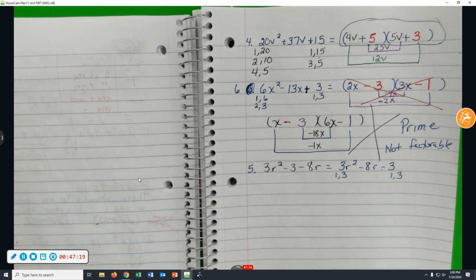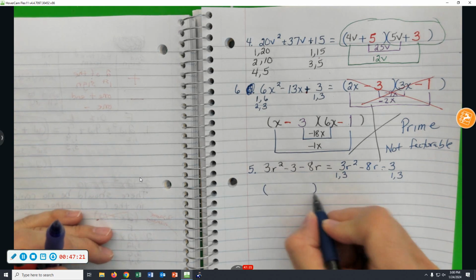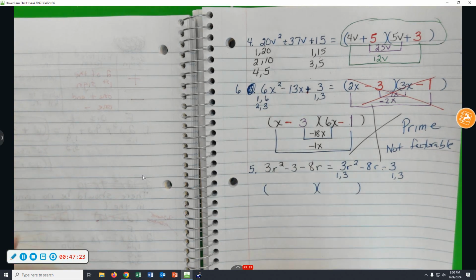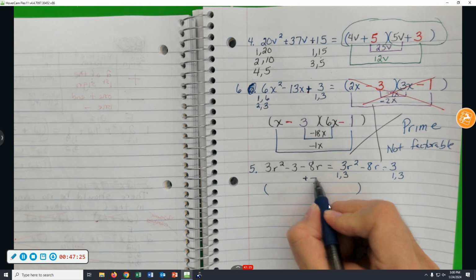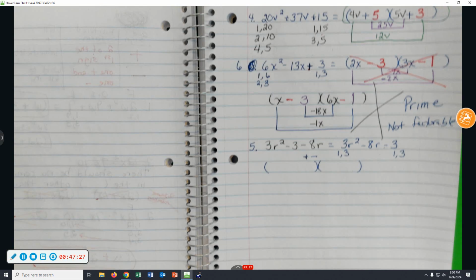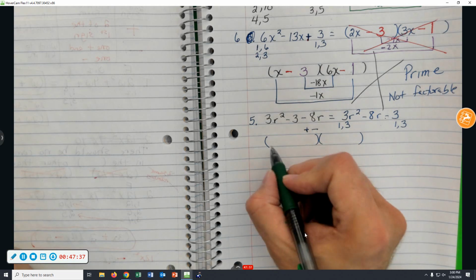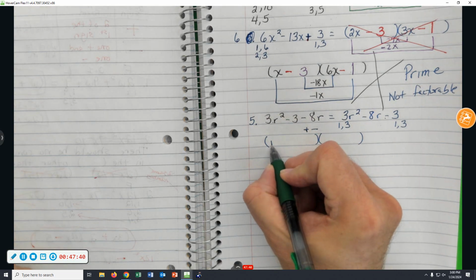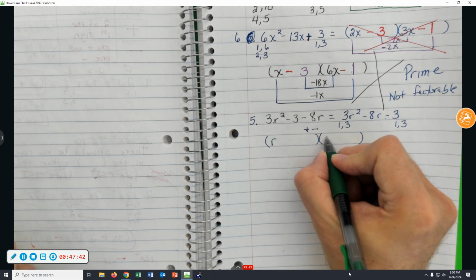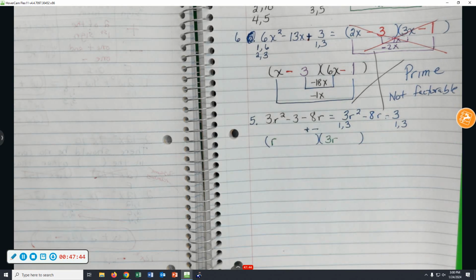Let me draw my two sets of parentheses. Make a note, you're going to have one plus and one minus. That's what I did. And we know the variable part for the first terms. To get an r squared, you have to have an r and an r. So there's only one possibility for 3r squared: just an r and a 3r. Let's try that. And only one possibility for 3.